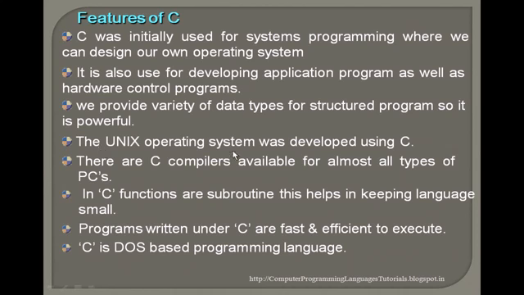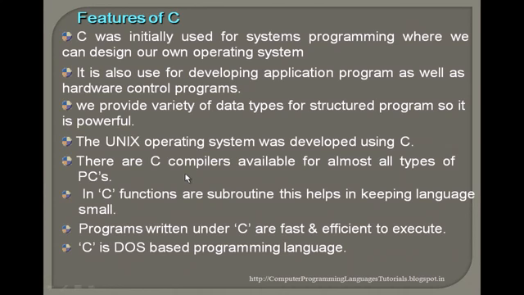Unix operating system was developed using C. That is, by using the programming, you can develop your own operating system, as well as you can develop your application programs or hardware control programs also. In C, we provided variety of data types for structured programming, so it is powerful. What is meant by data types, we will discuss in detail. We will see this concept in detail further.